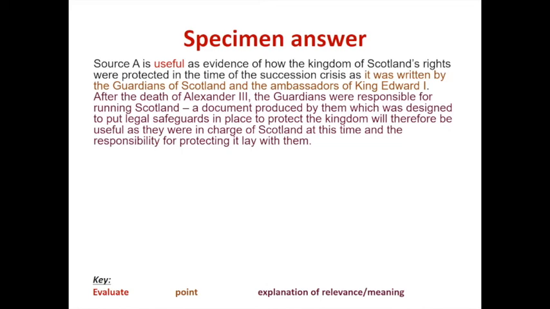Now I need to explain. So after the death of Alexander III, the Guardians were responsible for running Scotland. A document produced by them, which was designed to put legal safeguards in place to protect the kingdom, will therefore be useful, as they were in charge of Scotland at this time and the responsibility for protecting it lay with them. Okay, that would get you your first mark. So it's for origin or provenance, and it will come up for author.